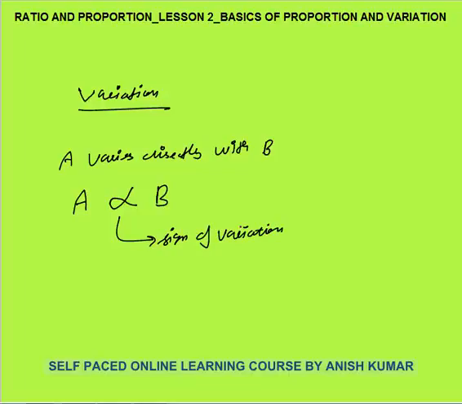How to make variation into an equation? You have to multiply by k. A will be equal to k times B. A varies directly with B means if A increases, B increases. I will give an example. I am just telling you the basics first.